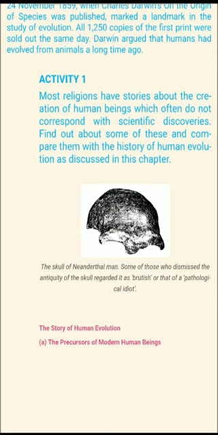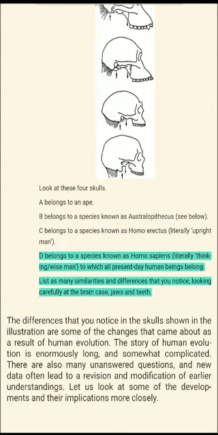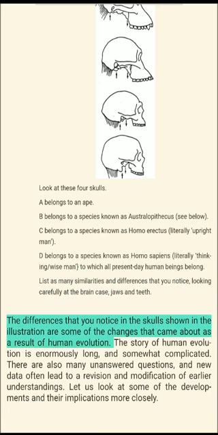A belongs to an ape, B belongs to a species known as Australopithecus, see below. C belongs to a species known as Homo erectus, literally, upright man. D belongs to a species known as Homo sapiens, literally, thinking, wise man, to which all present-day human beings belong. List as many similarities and differences that you notice, looking carefully at the brain case, jaws and teeth.